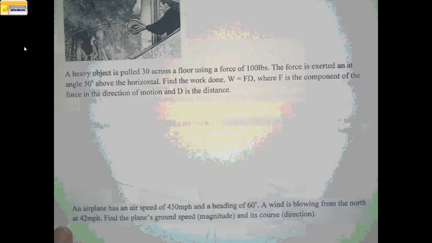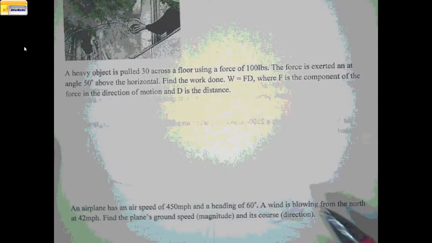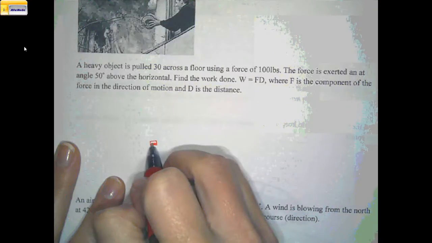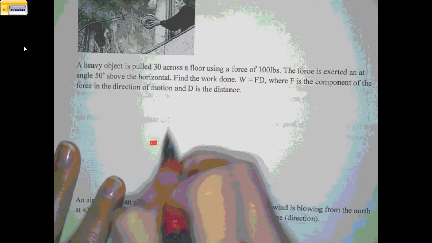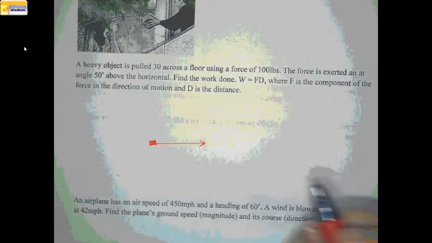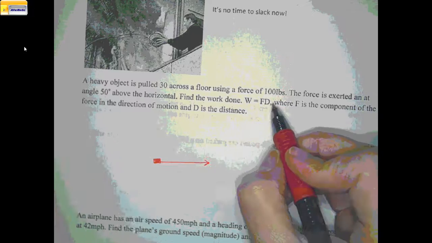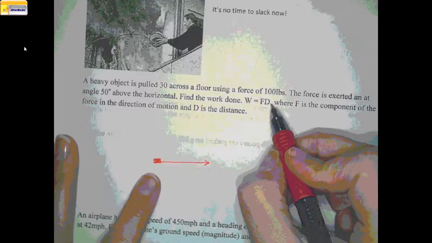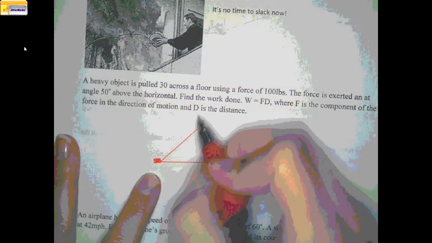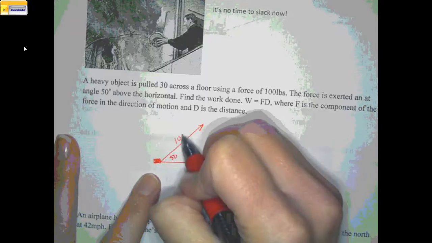So, let's get our little picture here. Heavy object, pulled across the floor. And the force is 100 pounds, and the force is exerted at a 50-degree angle above the horizontal. So here's our 50-degree angle, and here's our 100 pounds.